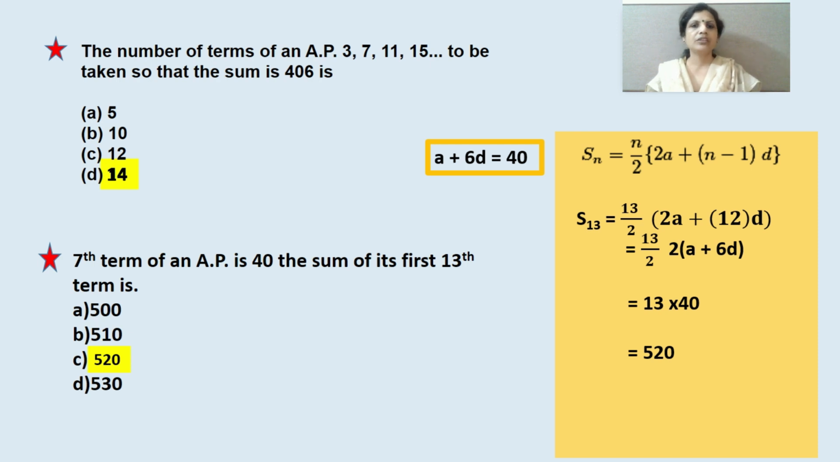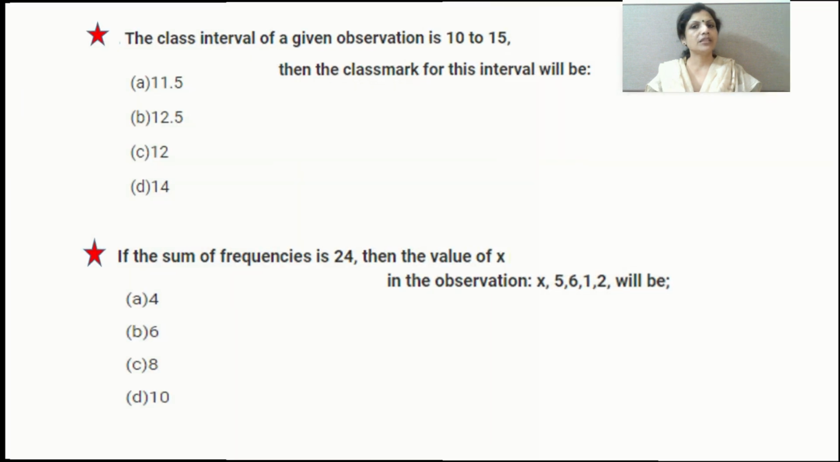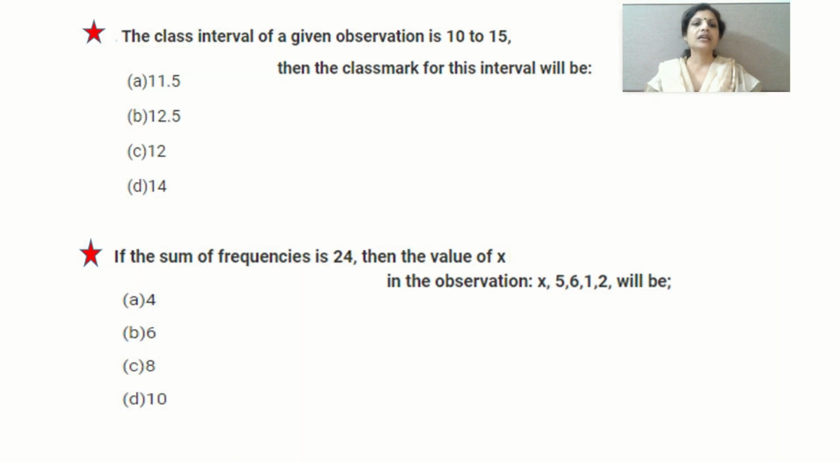Alright, moving to the next. This is from this chapter, statistics. The class interval of a given observation is 10 to 15. Then the class mark of this interval will be... This is the simplest possible sum. Class interval is 10 to 15. What will be its class mark? Class mark is the arithmetic mean of the lower limit and the upper limit of the class interval. So 10 plus 15 upon 2, 25 upon 2, and your answer is 12.5. So answer B is the correct answer.